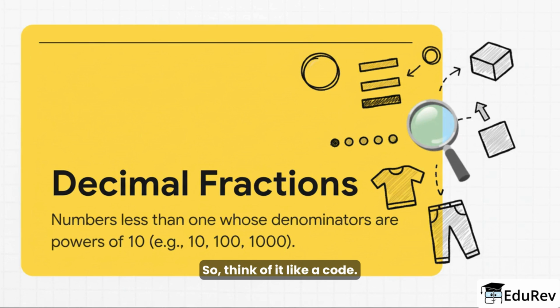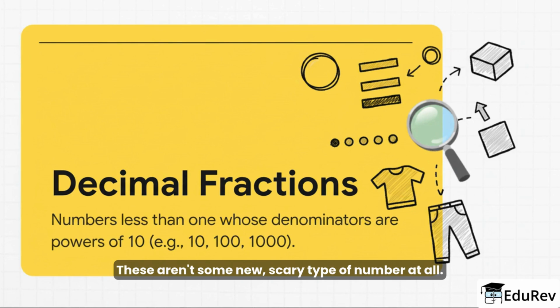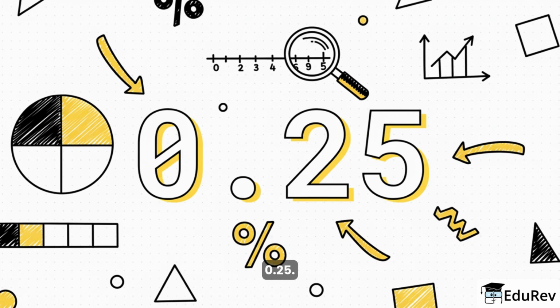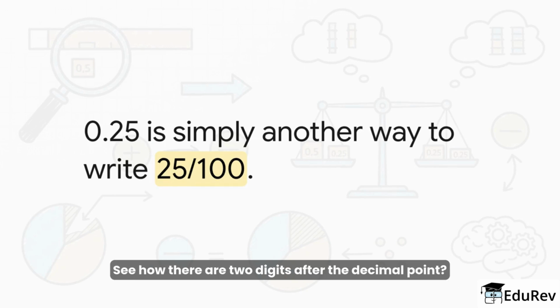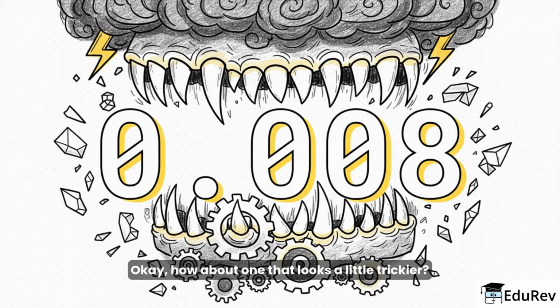So think of it like a code. Once you learn to read the code, you've cracked the whole concept. These aren't some new, scary type of number at all. Let's take a super common example, one you've probably seen a million times, 0.25. And this shows our point perfectly. See how there are two digits after the decimal point? Well, that's the code telling us the denominator is a 1 with two zeros, which is 100. So, 0.25 is just another way of writing 25 over 100. See? Simple.